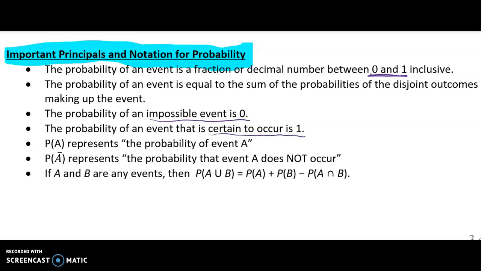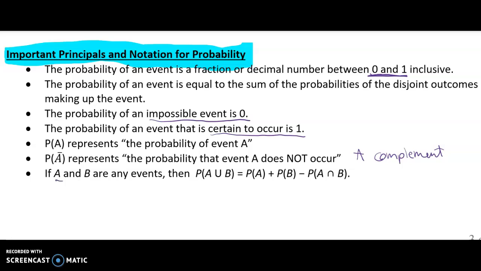When we see P(A), we read that as the probability of an event A. When we see P of A with a line over it, that means the probability that A does not occur. You might hear that read as probability of not A or probability of A complement. Not compliment, but complement with an E there.